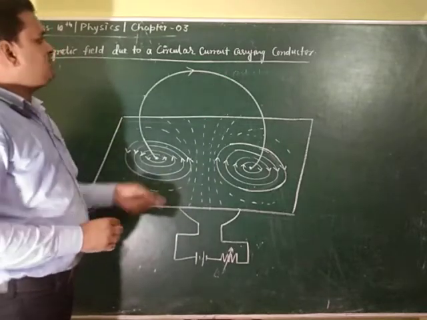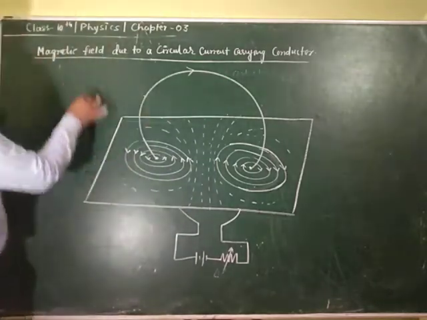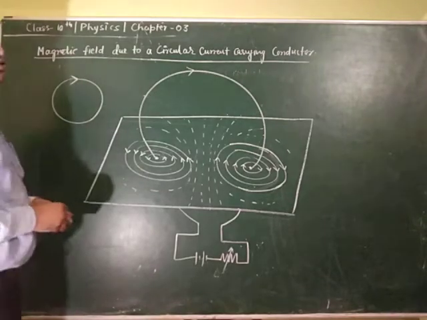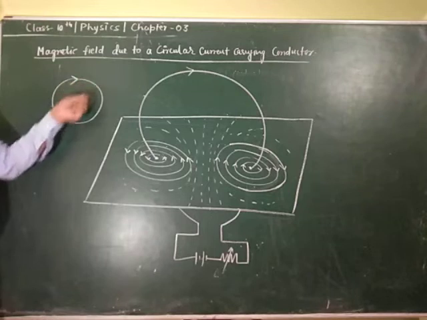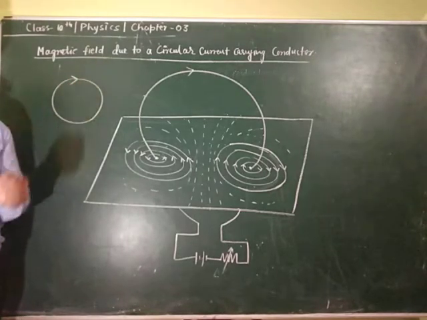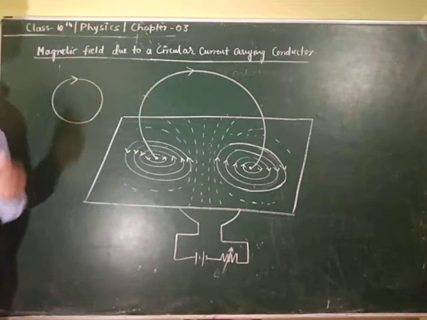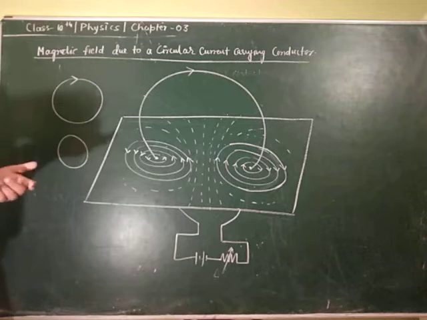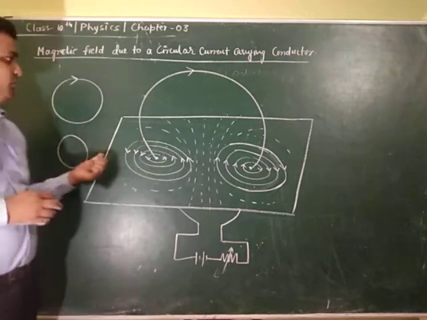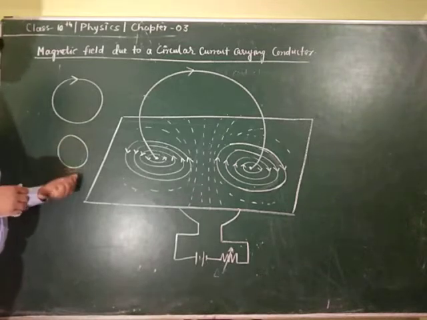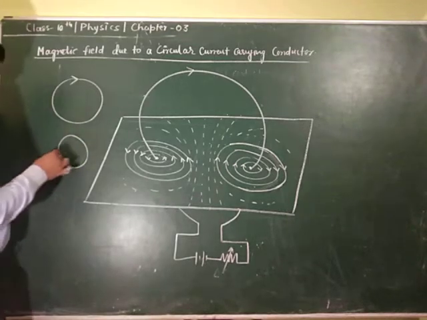Because this is a current carrying conductor, a circular conductor, and current is carrying in this direction. So how can you find the polarity? Whenever it is a circular conductor, it is very confusing how we can find the polarity, where its south pole is located and where its north pole is located. So let me clear this.